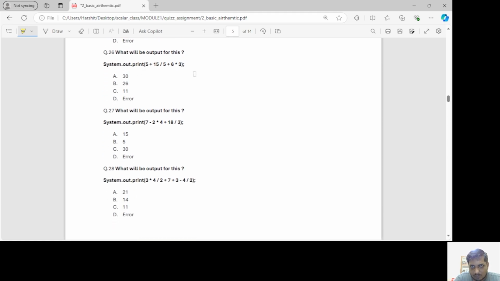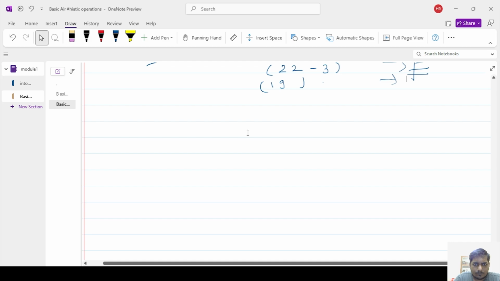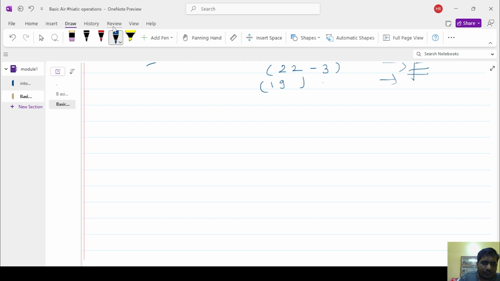Similar to this, 5 plus 15 divided by 5 plus 6 multiply by 3. Now multiplication and division have the same priority. Okay, so I will solve this question on the note to understand better.